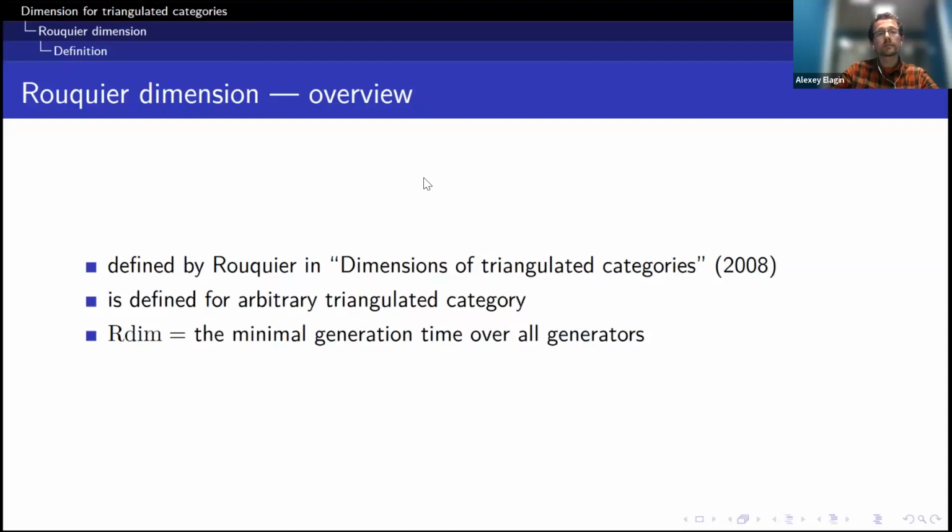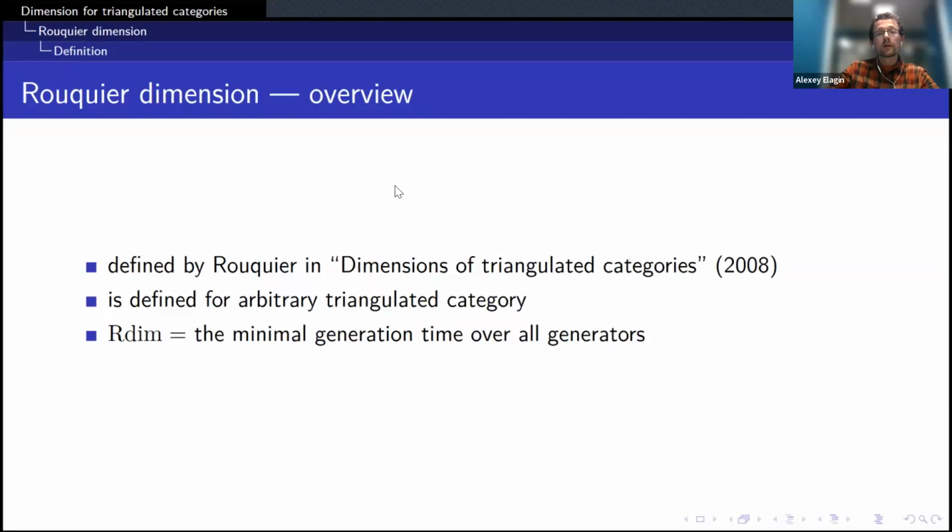For Rouquier dimension, it was defined by Rouquier. Now it's often called just dimension. It can be defined for any triangulated category without any additional assumptions. Roughly speaking, it is the minimal generation time.